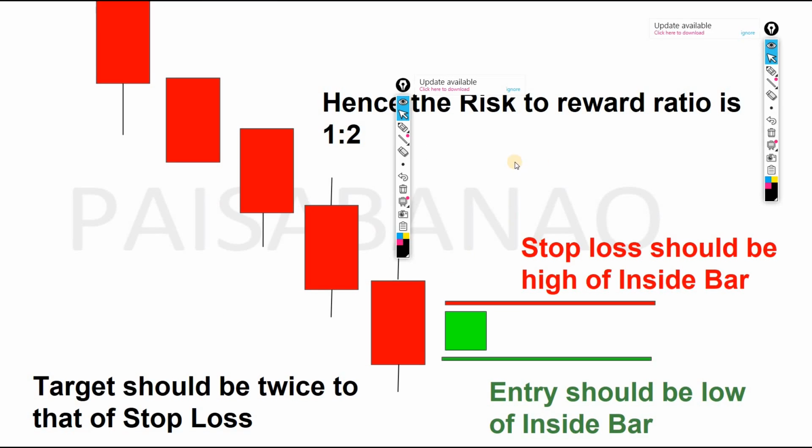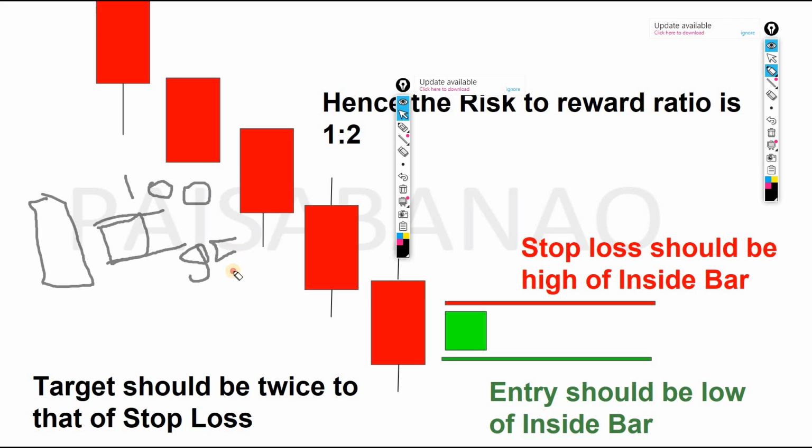I think I should take an example. So for instance, this is a bearish candle and this is an inside day bar. The high is 100 rupees and low is 95. So your entry should be lower than 95 and stop loss should be higher than 100. And with respect to target, it should be twice that of stop loss. So our stop loss is 5 here. The target should be 10. So we will get 1 is to 2 risk to reward ratio. That's minimum. You will get more than that for sure.